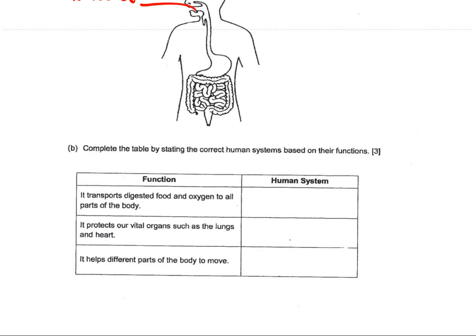So next thing, we have the human system. We know that there are a lot of different parts of the human system. So number one, it transports digested food and oxygen to all parts of the body. We know that in order to do this, you need to have the circulatory system.